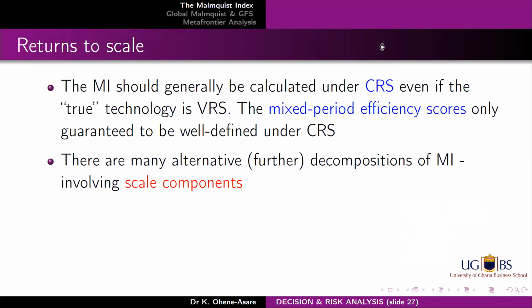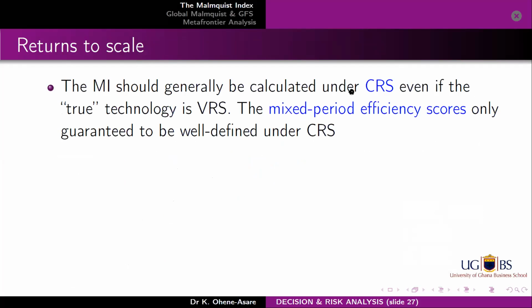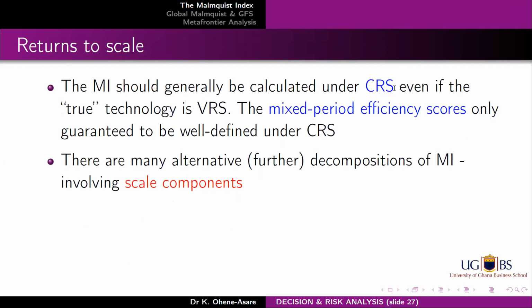Now, here is the point. The Malmquist should generally be calculated under constant returns to scale. And by now you all understand constant returns to scale. Even if the true technology is VRS. Now, you remember that all of you are going to determine the true technology by the non-parametric test of returns to scale by Simar and Wilson 2002. You remember you're all going to do that? Yes, Doc.